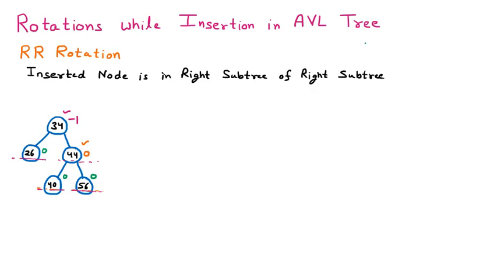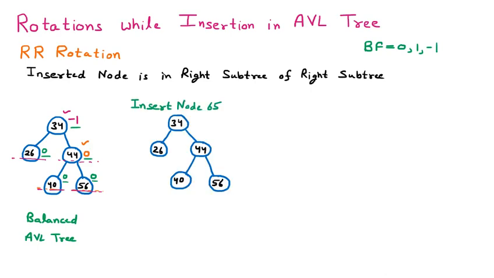We know that the tree is a balanced AVL if the balancing factor is equal to 0, 1 or minus 1. So we are checking here. 0, 0, 0, 0 and minus 1. All nodes are following the property. So this tree is a balanced AVL tree. Now we are going to insert a node. Let us suppose that we are inserting the node 65.